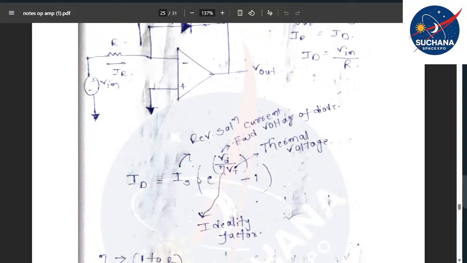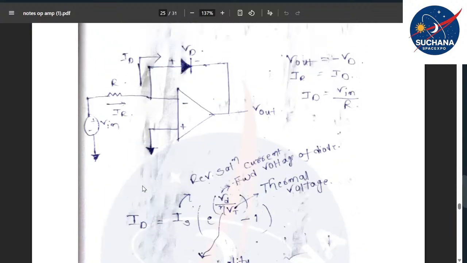This is the diode equation: ID = Is × (e^(Vd/(ηVt)) − 1). Where Is is the reverse saturation current, Vd is the forward voltage of the diode, η is the ideality factor, Vt is the thermal voltage, and ID is the current across the diode.